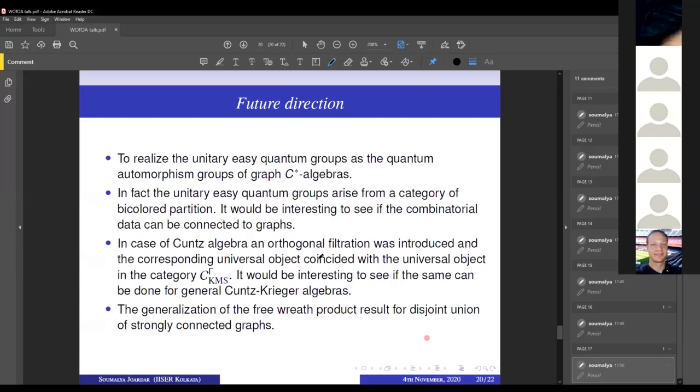Also, what I have not mentioned is that for the Cuntz algebra we had introduced what is called an orthogonal filtration, and it turned out that the universal object in the orthogonal filtration preserving category and our category turns out to be the same. But it would be interesting to see if the same can be done for a general class of graph C*-algebras, what are called Cuntz-Krieger algebras, and of course the generalization of the free product thing. What we got for a disjoint union of loops, can we generalize it for a disjoint union of strongly connected graphs also?